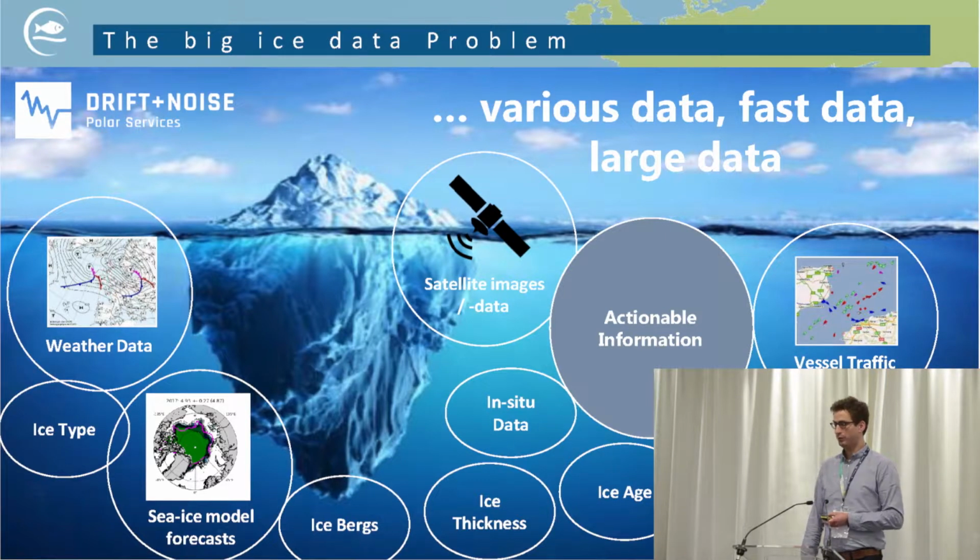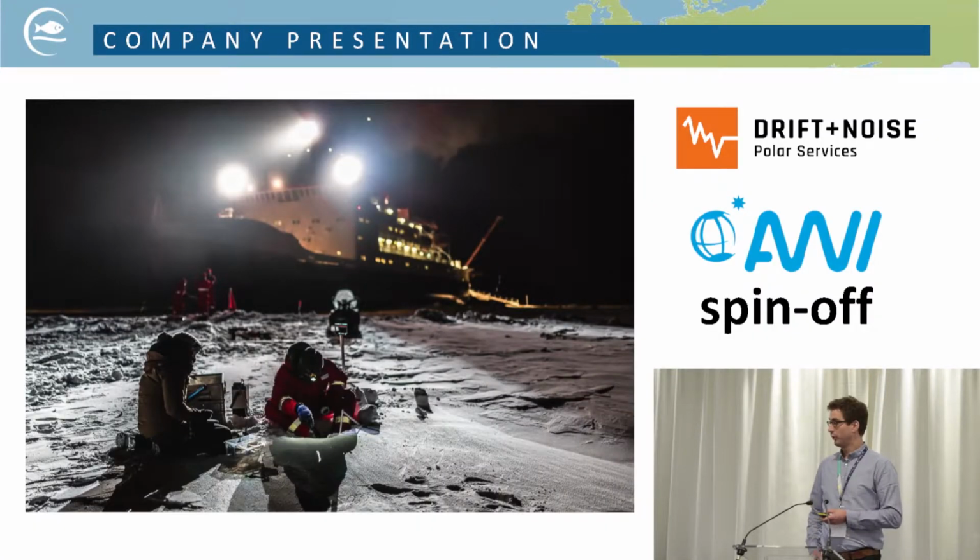So some words about our company. Drift and Noise Polar Services is a spin-off company from the Alfred Wegener Institute. It emerged during our own Arctic research expeditions, because suddenly as the sea ice expert on board, we were running constantly to the bridge and assisting with navigational information. We came up with the idea maybe we should automate a lot of that. So the people in our company have a polar research background, remote sensing experts, geophysicists. We also do consulting and measurements on site. But over the past 5 years, it really became a software engineering company. So that's our main thing. We produce software.